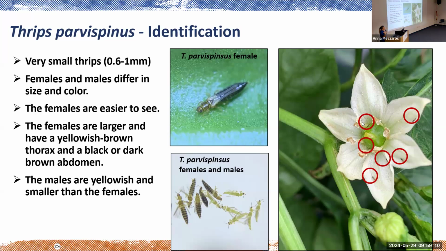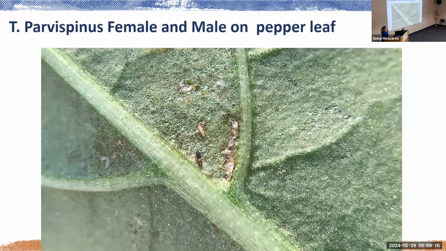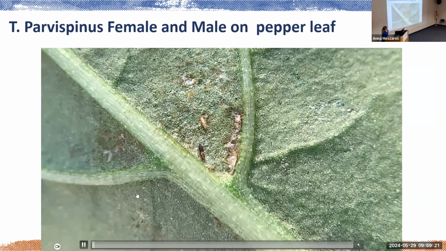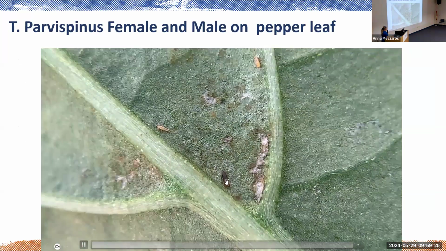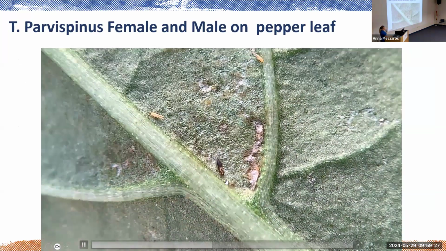And they have a unique color pattern, a yellowish thorax and a dark abdomen. And the males are yellowish and smaller than the females. Here, I don't know if I can start this quick video. You can see the male, they are yellow. And then the females, they have this bicolor and they are feeding on a pepper plant.